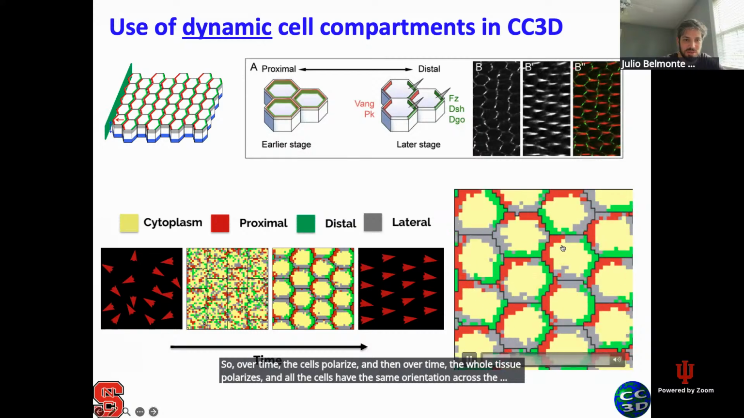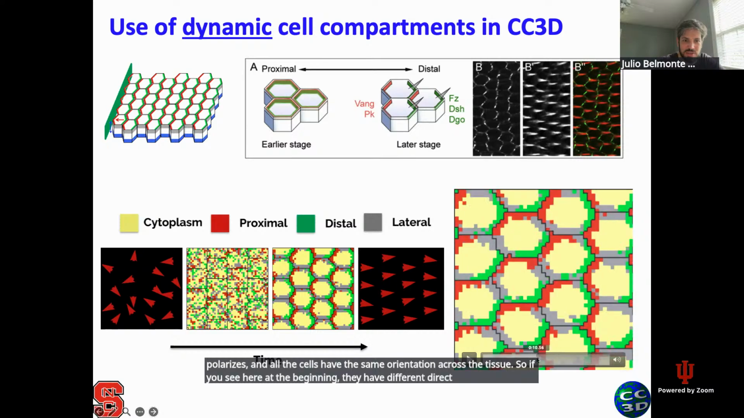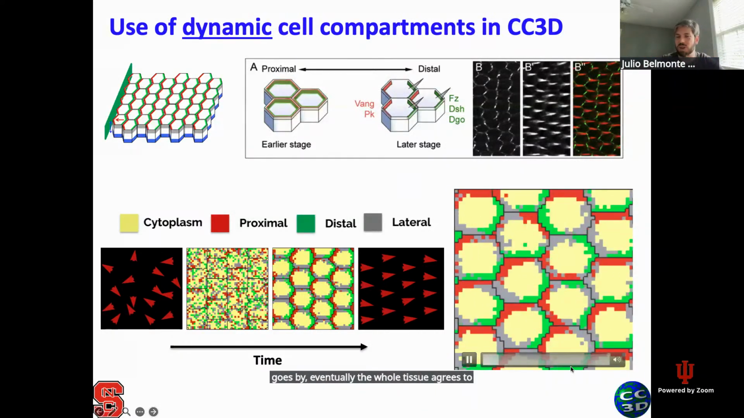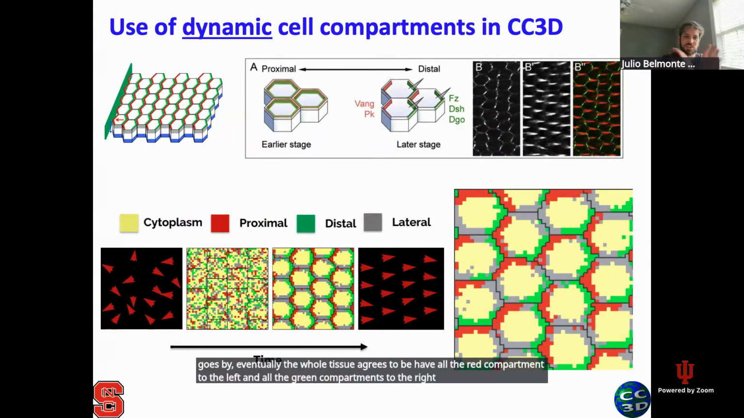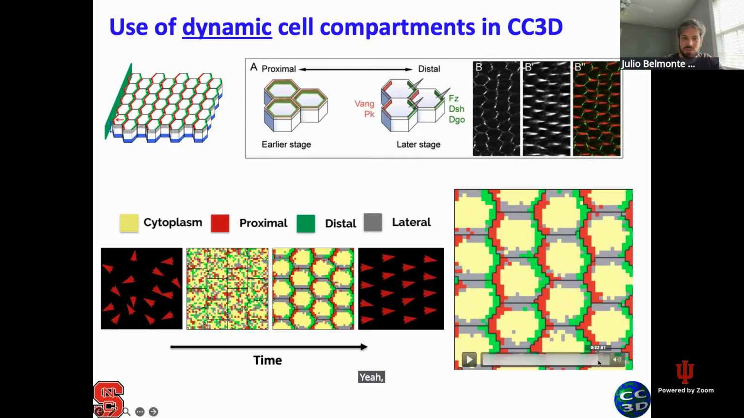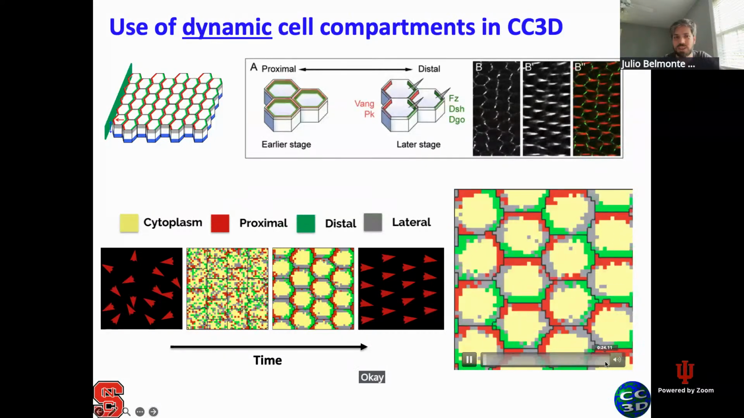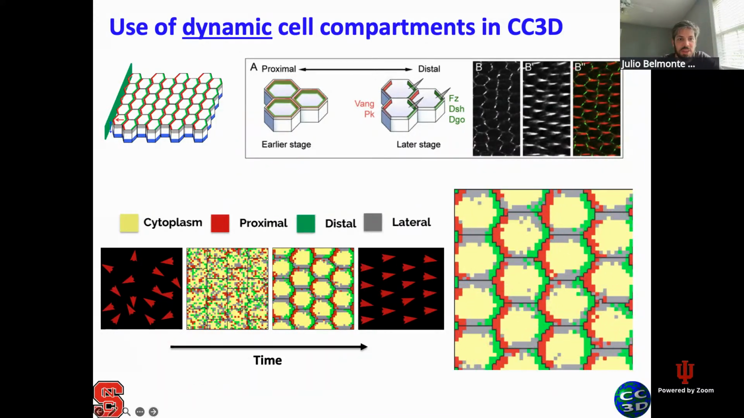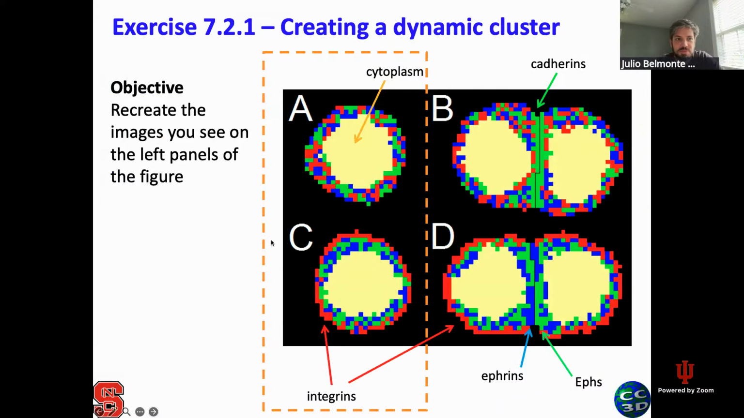So if you see here at the beginning, they have different directions, but as time goes by, eventually the whole tissue agrees to have all the red compartments to the left and all the green compartments to the right, or actually it's vice versa. Yeah, all the red to the left and all the green to the right. Okay, does it make sense? Do you guys have any questions before we proceed to the first exercise? So everything is good. Let's proceed to our first exercise.